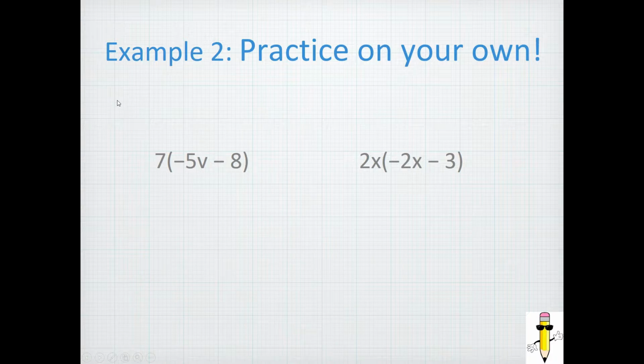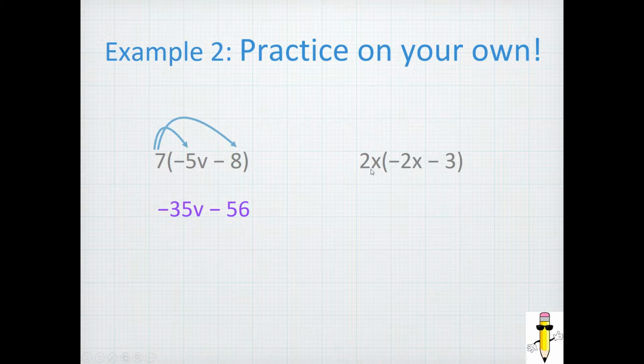We're going to apply the 7 to the negative 5v and to the 8. And if we did our math correctly, we should have gotten negative 35v minus 56. That makes sense because 7 times 5 is 35. It's still going to be negative, and we don't know what the v is, so we just bring it along for the ride. And then right here, 7 times 8 is 56, and because it's negative, it is a minus 56.